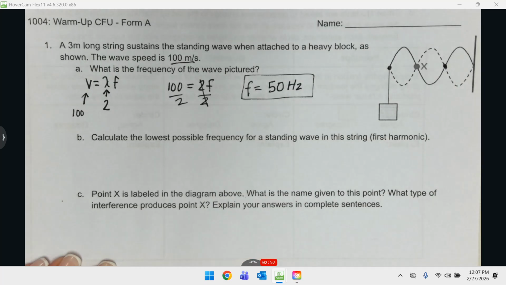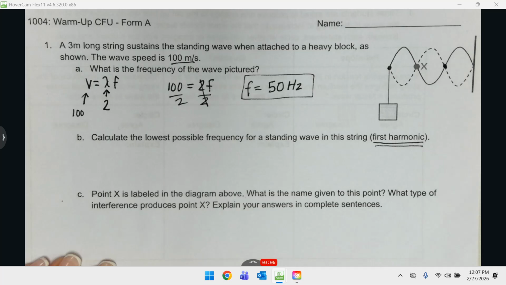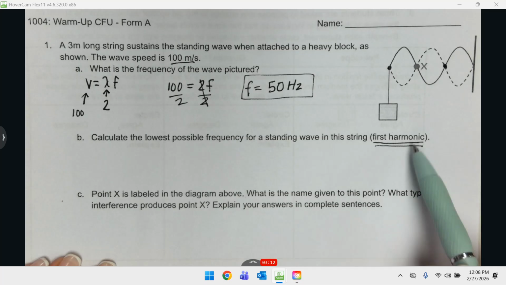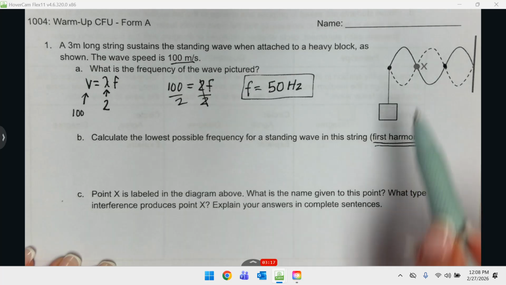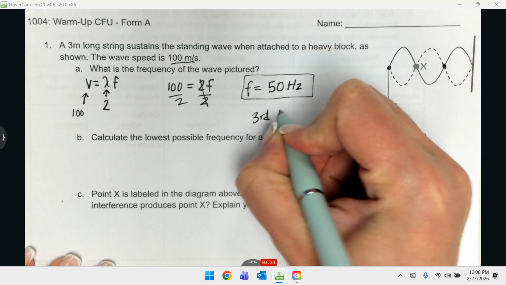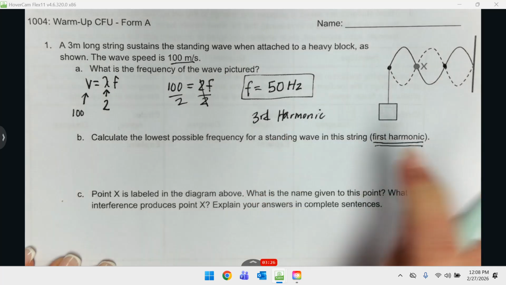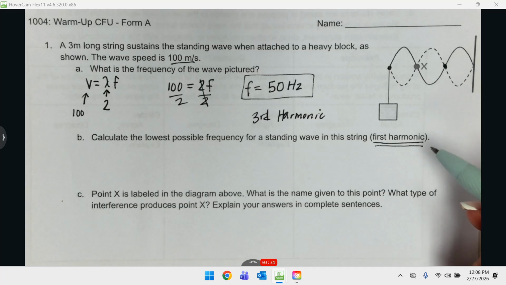Letter B says calculate the lowest possible frequency for a standing wave in this string, and it's even giving you a nice little hint here, reminding you that the lowest frequency is called the first harmonic or the fundamental frequency. As a reminder, your harmonics are all multiples of the fundamental. So this up here is the third harmonic, which you need to know in order to answer this next question. If the third harmonic is 50 hertz, then the fundamental frequency or the first harmonic would be 50 divided by 3, because again, they're all multiples of that first harmonic.